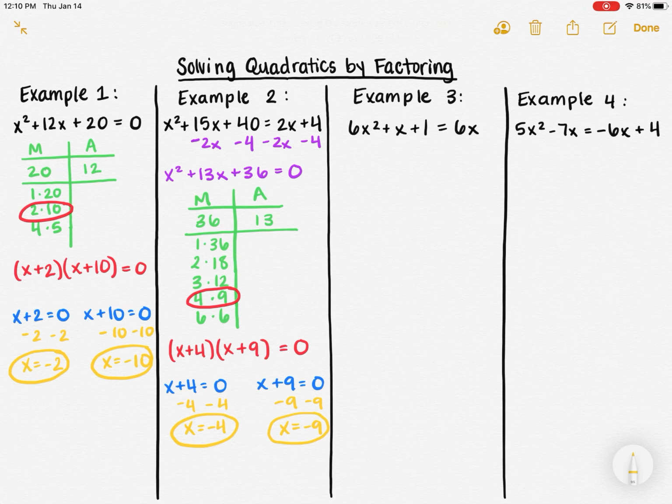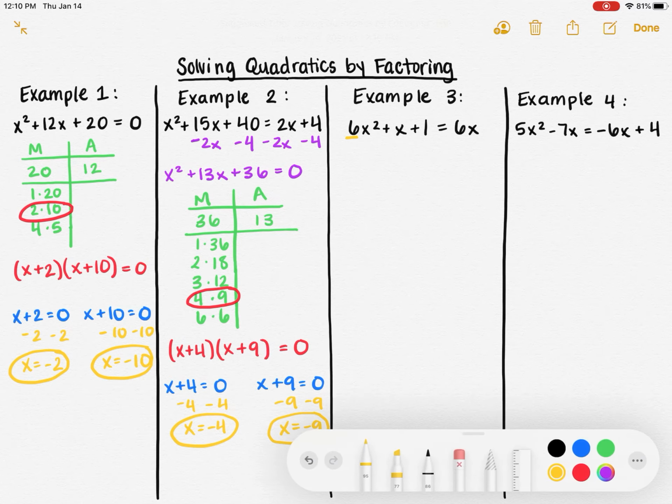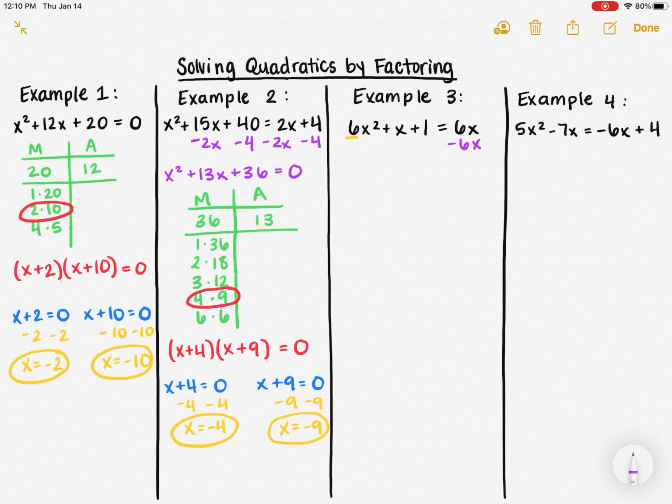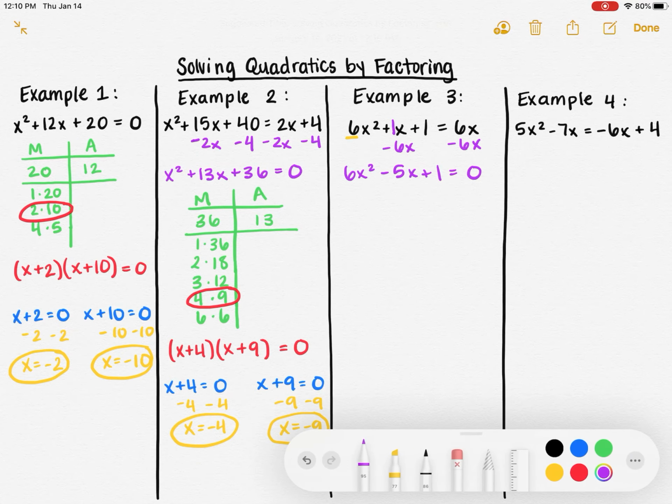So before we even deal with that coefficient, we don't have it set equal to 0. That's a problem. So that's always my first step. Get it set equal to 0. So I need to move the 6x by subtracting it, and I'm putting it under the x because that's the like term. So now I have 6x squared minus 5x. Remember, this is like a 1x minus 6x plus 1 equals 0.